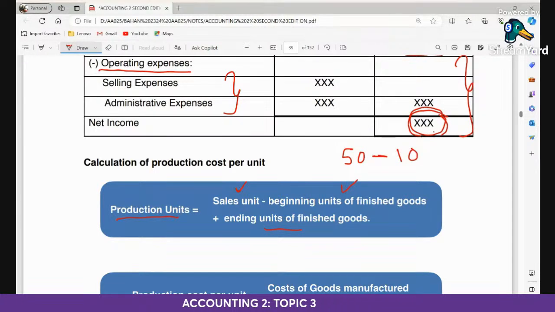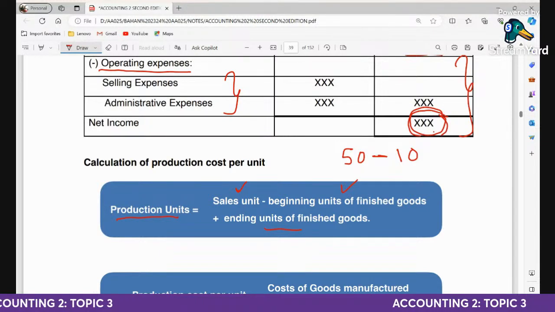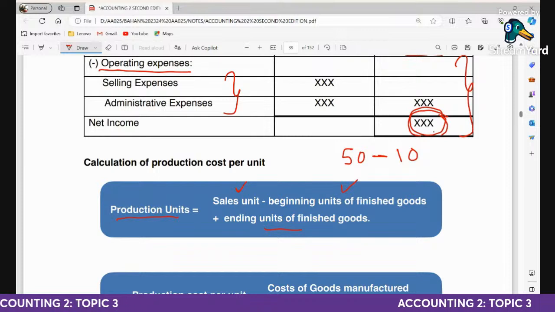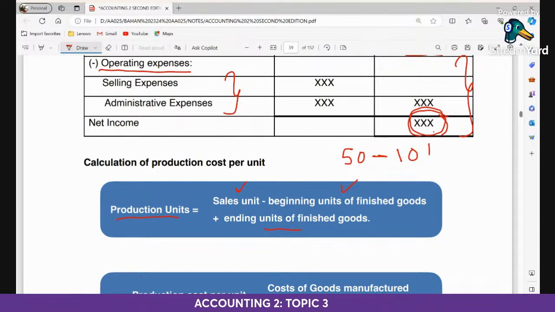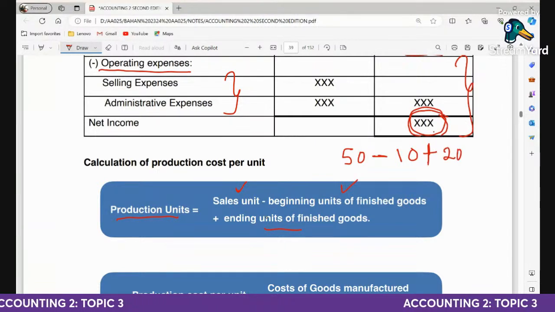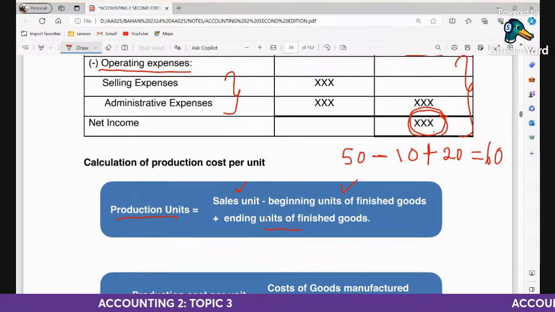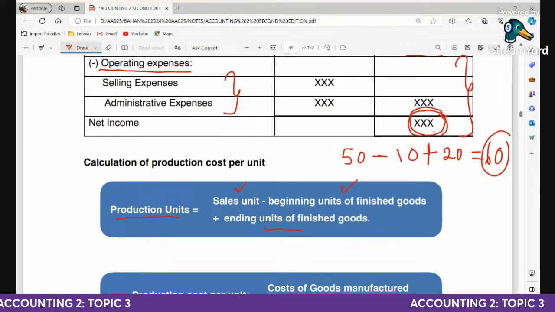Okay, tapi saya mungkin tak jual semua kan. Saya check dalam stok, ada baki lagi lah. Berapa? Katakan baki masih tinggal 20. Maksudnya 50 tolak 10 ni adalah yang saya buat tahun ni bersama-sama dengan baki yang ada dekat store tadi. So katakan baki dekat store tadi you ada 20. Okay, so that is your production unit. 50 tolak 10, 40. 40 campur 20, 60. So tahun ini saya buat 60 unit baru.